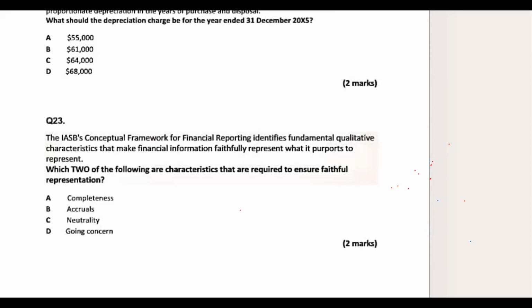Any other explanation from anyone? You can pick the answer and explain. Someone had chosen A and C. What is your basis?